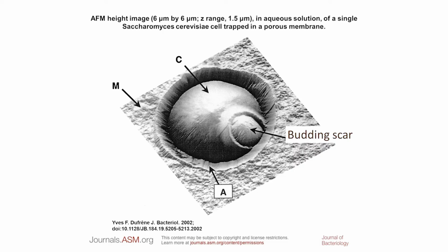And a variant of it, called atomic force microscope, can even construct a three-dimensional image. So you can see the surface of a cell in such details down to atomic resolution. You can even see, for example, the budding scar of one cell of Saccharomyces cerevisiae. So that's how powerful the scanning tunneling microscope is.